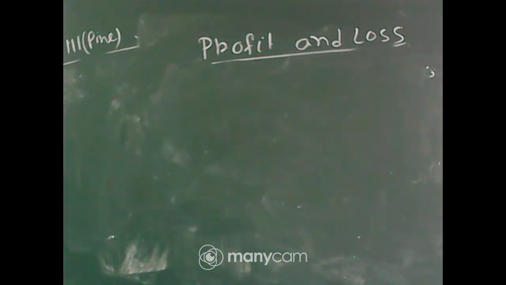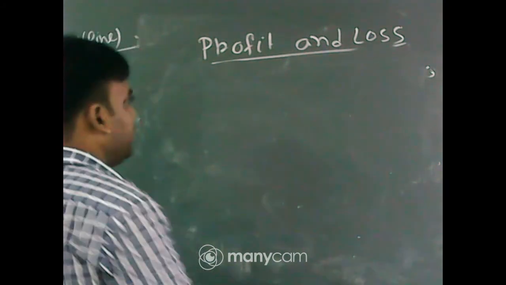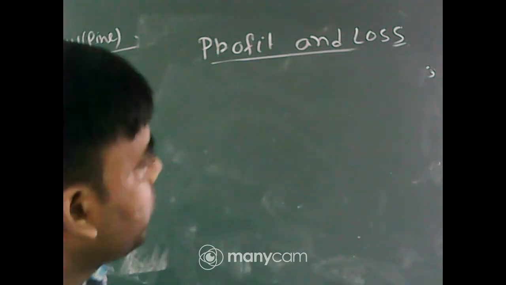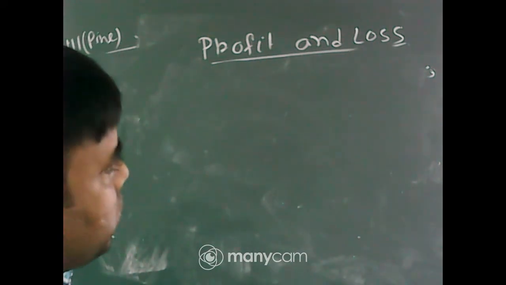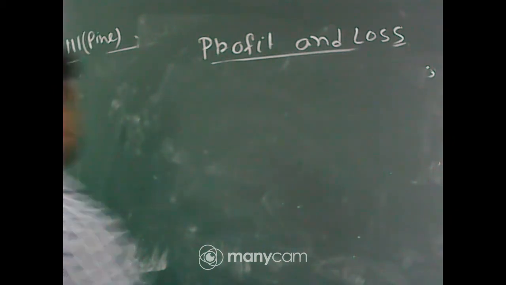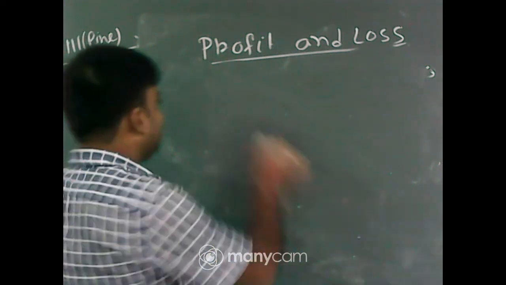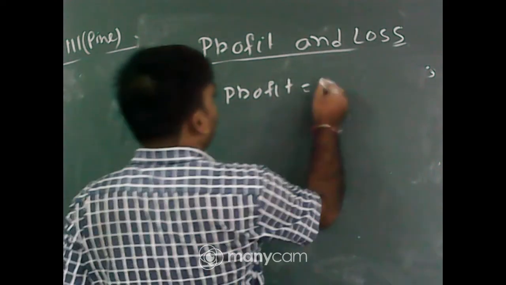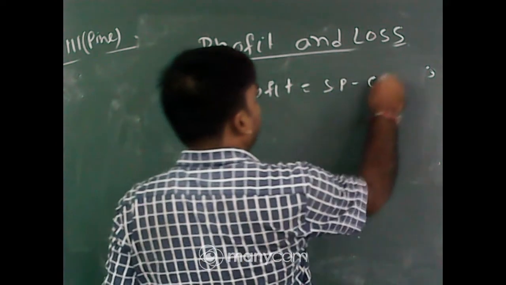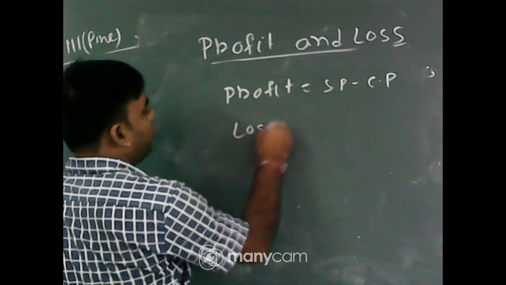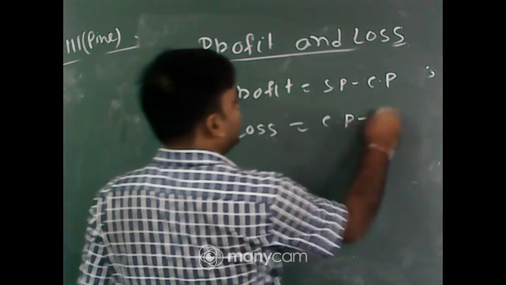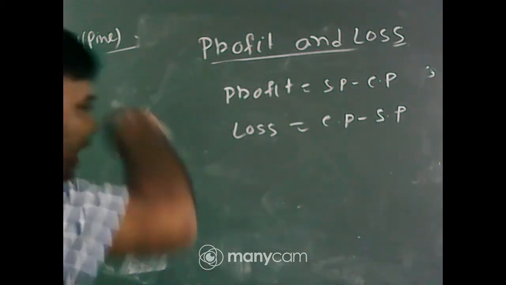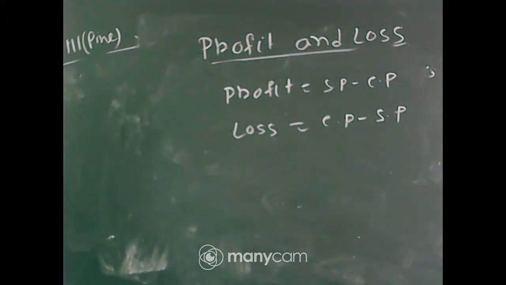Okay, so next question. We got the formula, that is profit equal to SP minus CP and loss equal to CP minus SP. Write down these two formulas. Profit equal to SP minus CP and loss equal to CP minus SP.